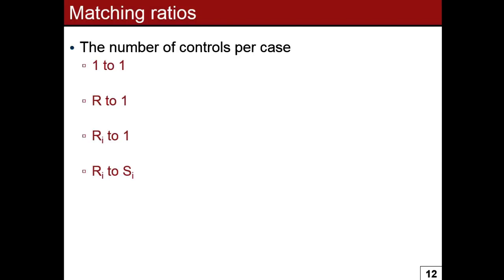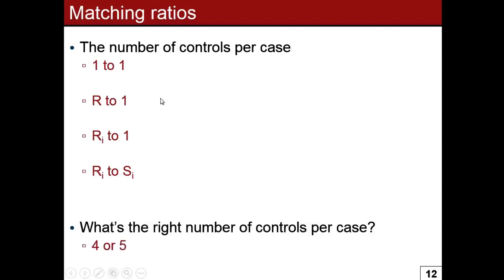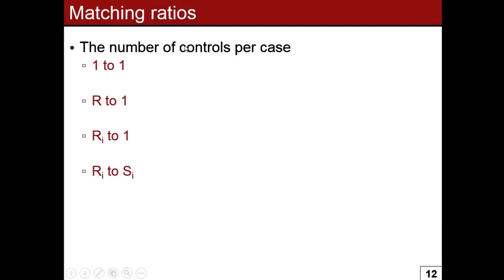And so you might entertain other designs, such as R-to-1, by which we mean, let's say R is the number of controls. Let's say 4 controls or 5 controls per case, or you might consider Ri-to-1, which means for one case I found 3 controls, for another case I found 5, and you might vary the number of controls per case depending on what you are able to do. You may not always find enough. You have actual recruitment limitations, and you may not actually identify the same number of controls per case.